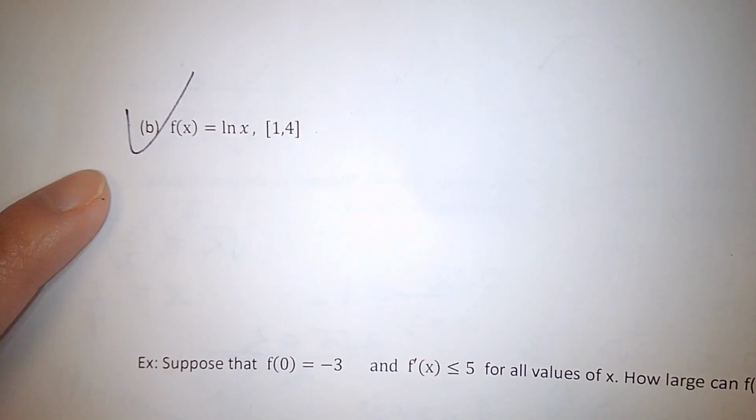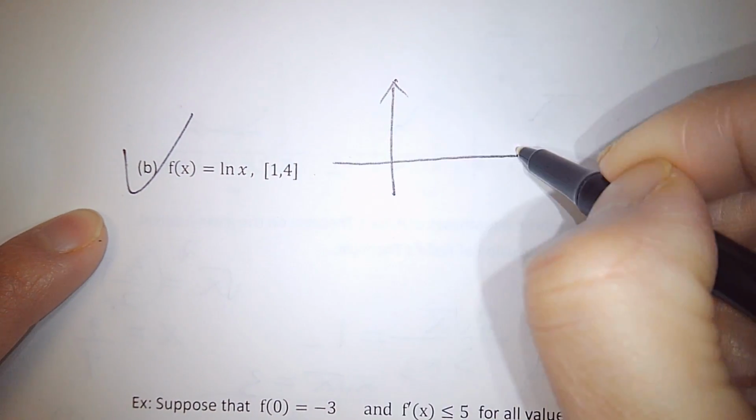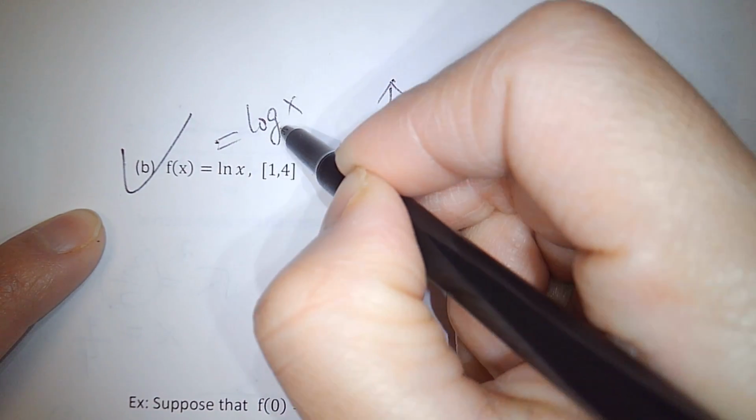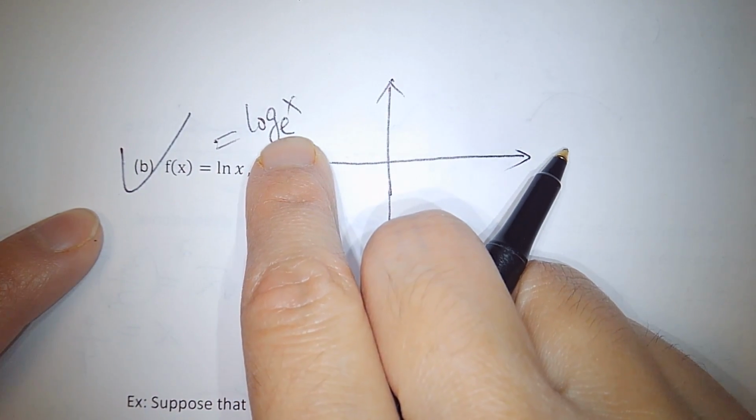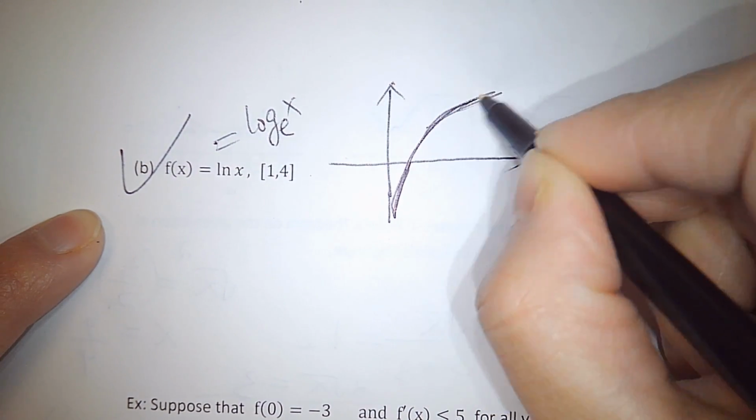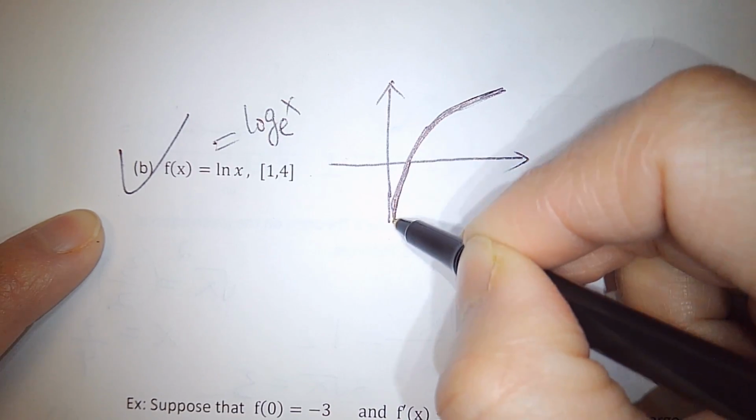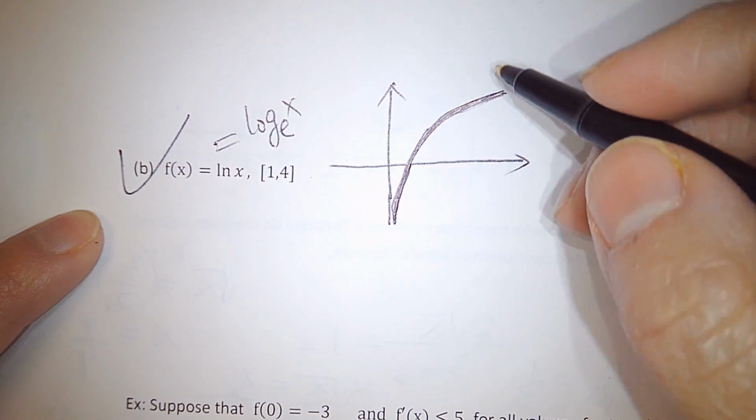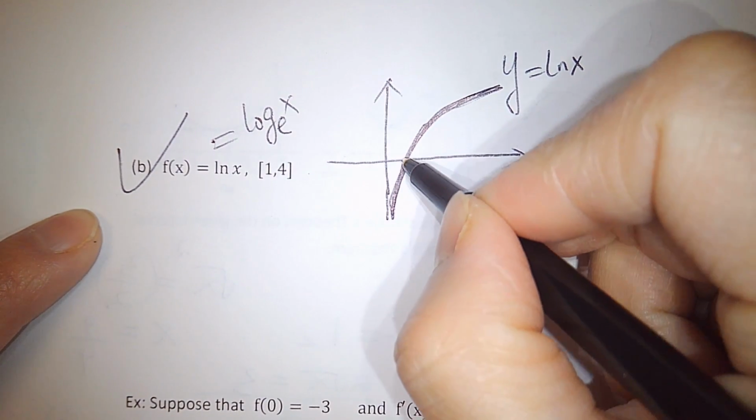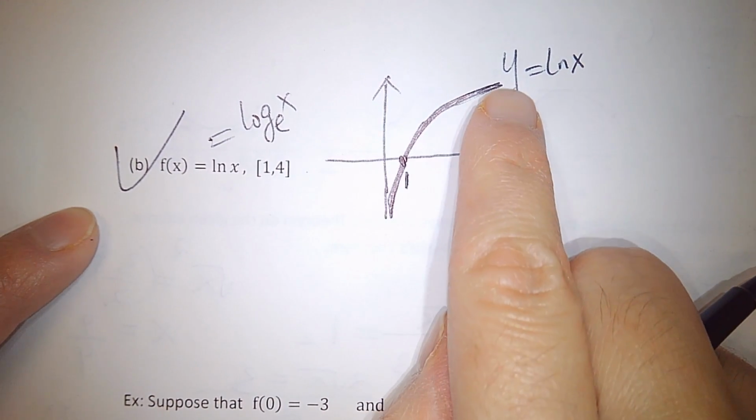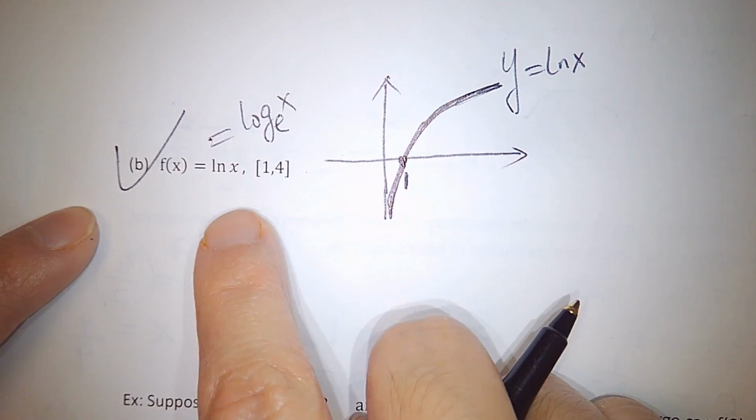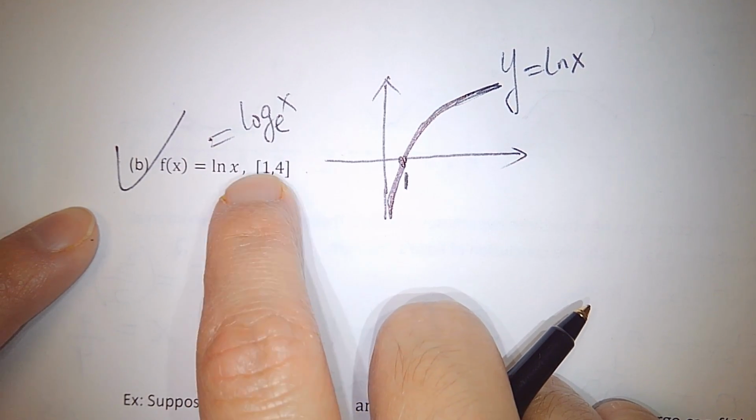Verify this function satisfies the mean value theorem. y equals ln x. What is the graph for a log function? Remember? Yeah, this is log of x to base e, right? Base e is greater than 1, so we should have an increasing log function. Briefly, my picture: this is y equals ln x. This is when x equals 1. A log function always passes through the key point (1, 0), right? And the domain for this function is from 1 to 4.